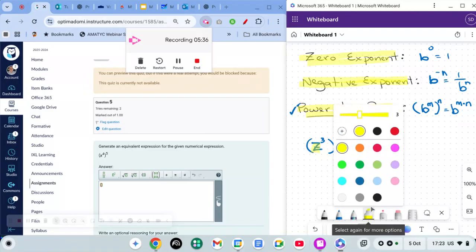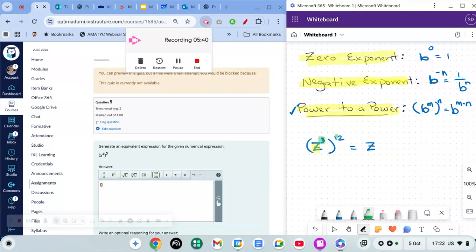And now I'm going to multiply the exponents. So what is 3 times 12? That's what I'm doing, I'm multiplying these two. Use your calculator if you have to. That will give me 36. And that's it, that's the answer. Problem number 5, a very similar one.